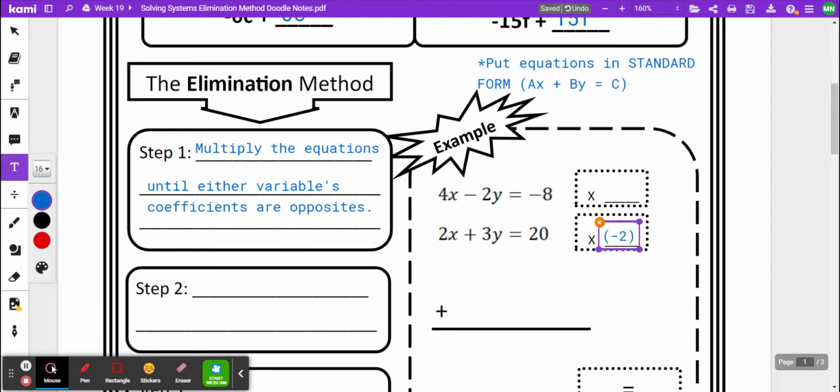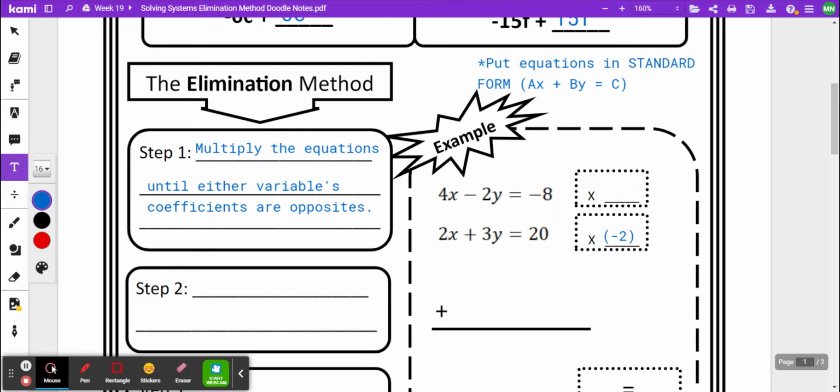All right, I'm going to multiply the whole thing by -2, and what that's going to do is make opposites, because what's 2x times -2? -4x. So then we'll have 4x and -4x. That will be opposites, which later we will cancel. If I wanted to cancel the y's, I'd have to multiply the first one by 3 and the second one by 2 to get -6y and +6y. So this one that we're choosing to do is the quicker route.